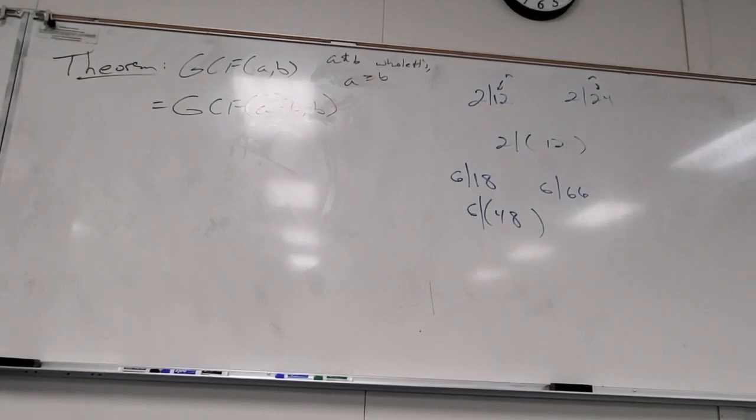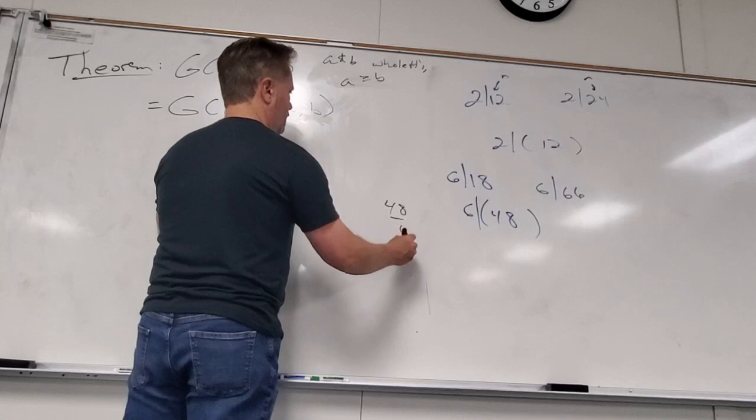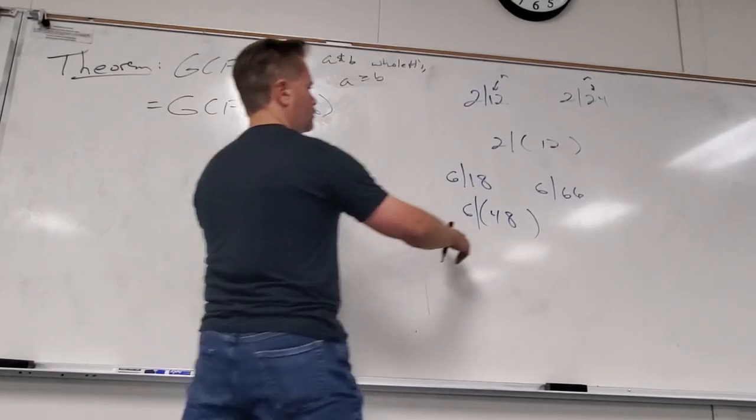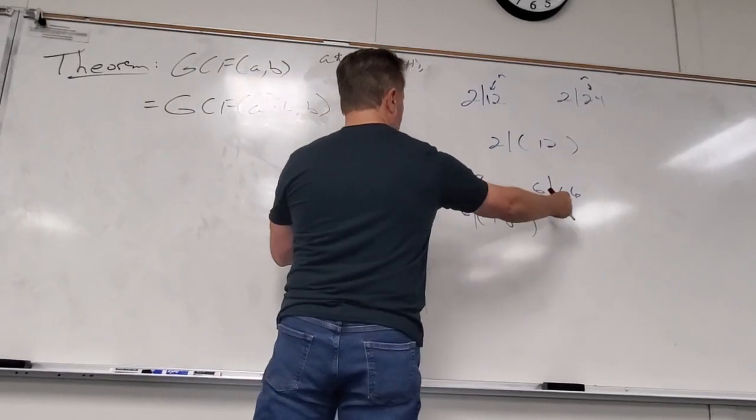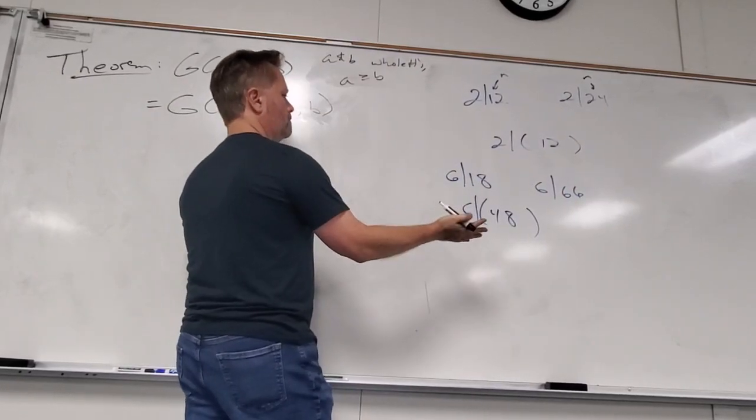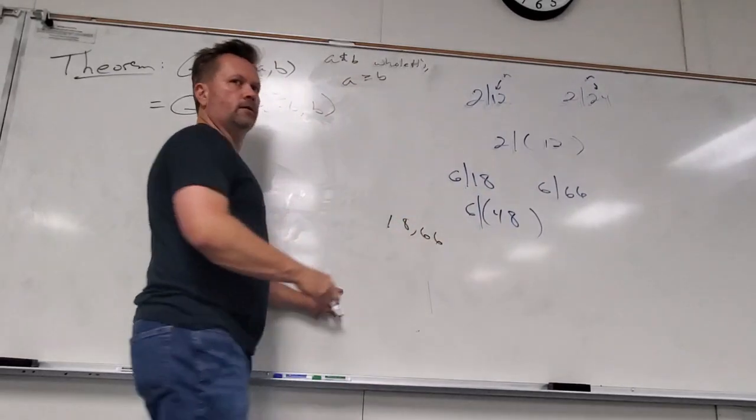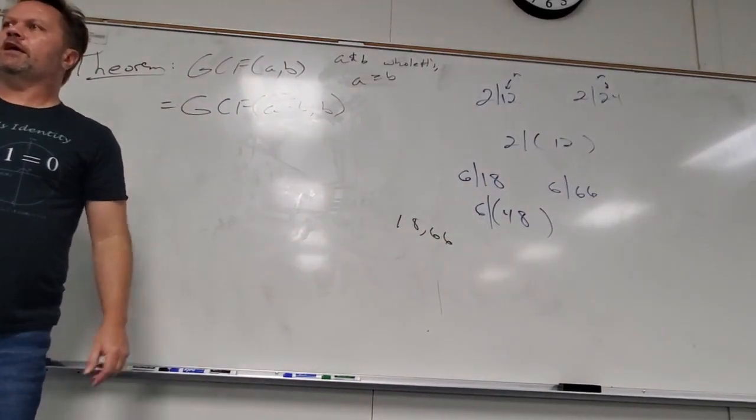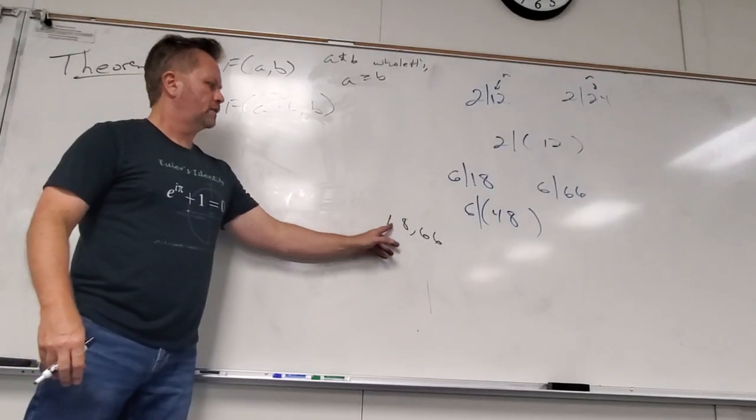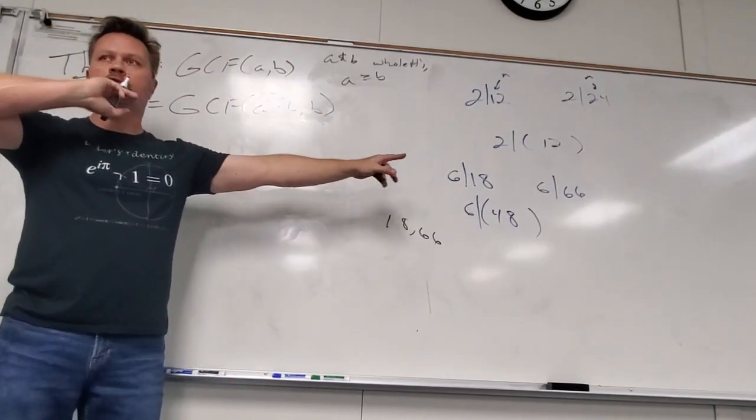It's pretty much built off of what we just did. So if 6 goes into 48, then 6 goes into the difference of these two things. So if I'm looking for a GCF for 18 and 66, the answer will be the same as the GCF of 18 and 48. And it's built off of this idea over here.